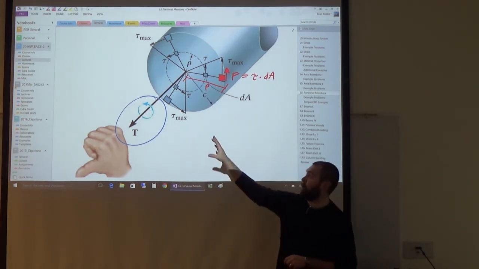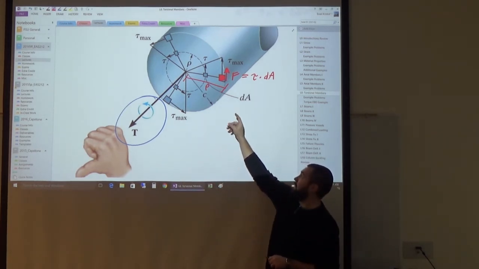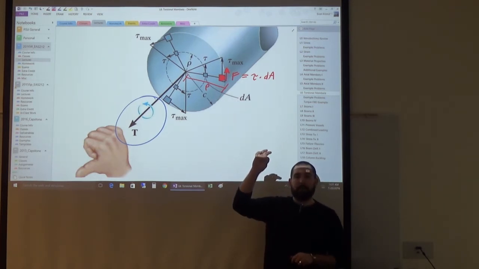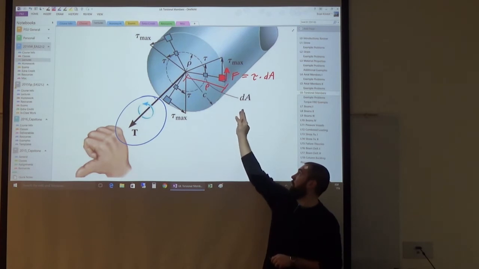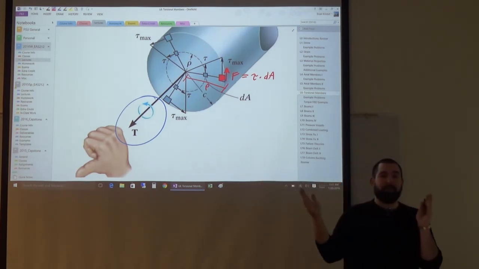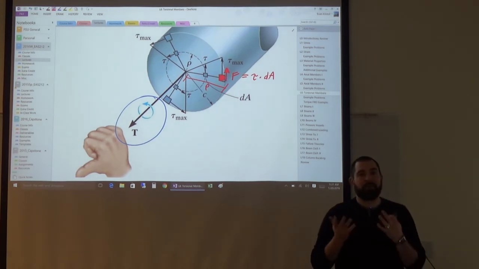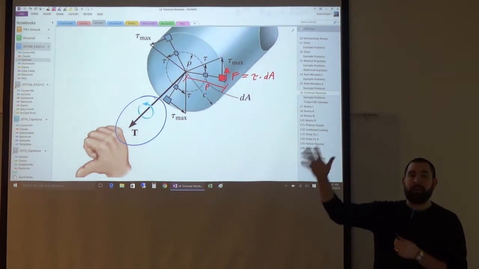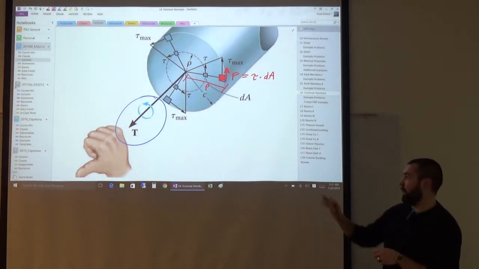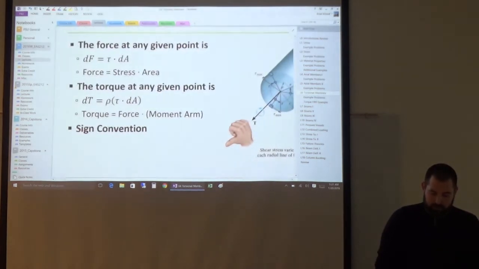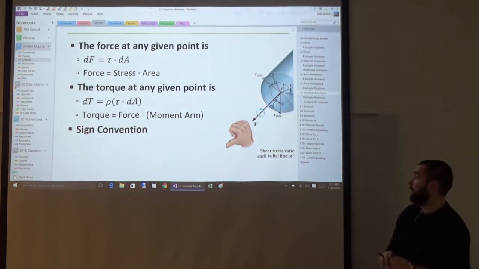This internal torque, in other words, is causing shear stresses on each little differential area, and each of those little differential areas has a force associated with it and a distance from the centroid, and all of those forces times the distance are little moments. All those moments added up for the entire cross section are what's caused by that torque. And that's basically what this slide is saying right here.